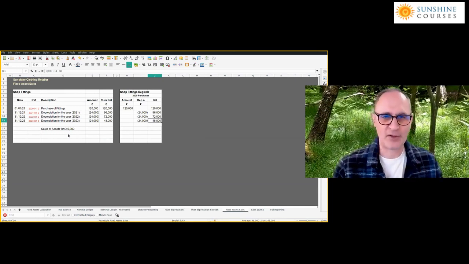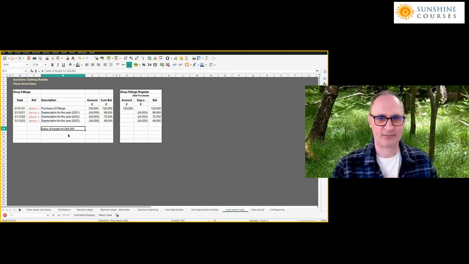What happens at the end of the third year if we sell the assets? Well, if we sell the assets for £48,000, we don't really have much of a problem. We've got a bit of a problem, which I'll explain in a minute, but we don't have a huge problem because we're getting exactly what the cumulative balance was in the accounts. But it's very, very rare that you predict accurately what the sales price of assets will be at the beginning of when you purchase the asset. It's very difficult to know what the price will be when you sell it. You have to guess or estimate.